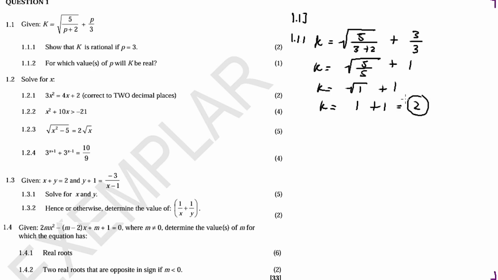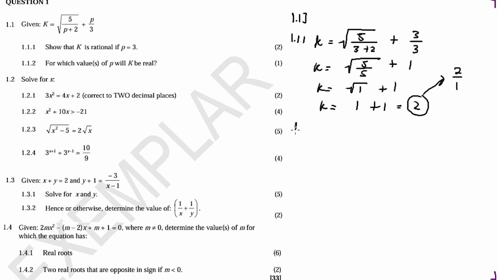A rational number, how do you recognize it? It's a number that can be written as a over b, meaning that it's a number that can be written as a fraction. The 2 is rational because we can write 2 as 2 over 1. It is a rational number.